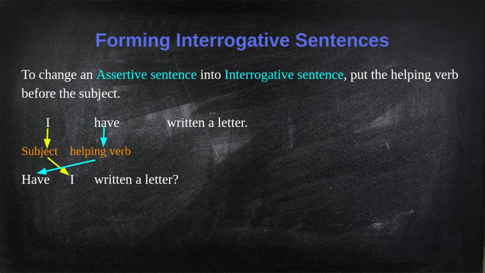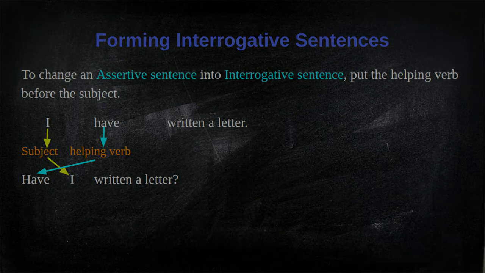In this sentence, I is the subject, have is the helping verb. So when we change into interrogative, we will write the helping verb before the subject. So first we write have, and after have we write I: Have I written a letter? It is simple only. Write the helping verb first, and after the helping verb write the subject.